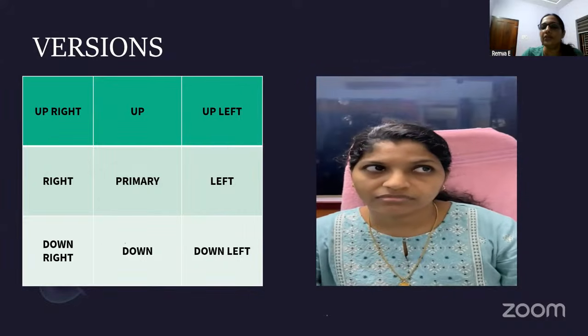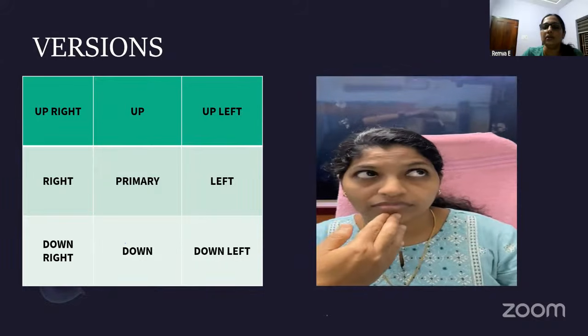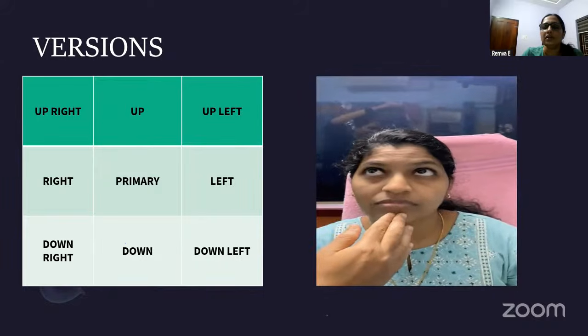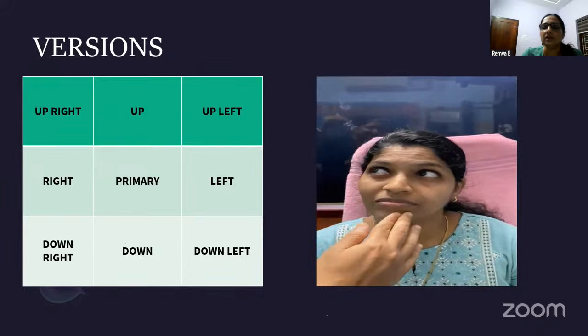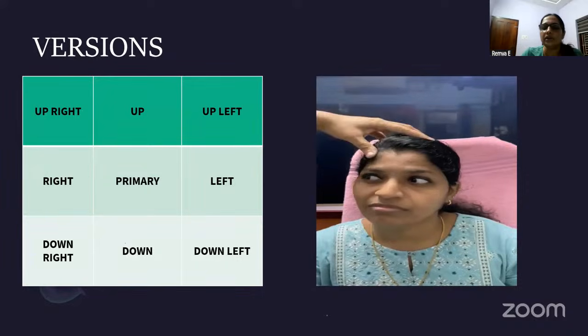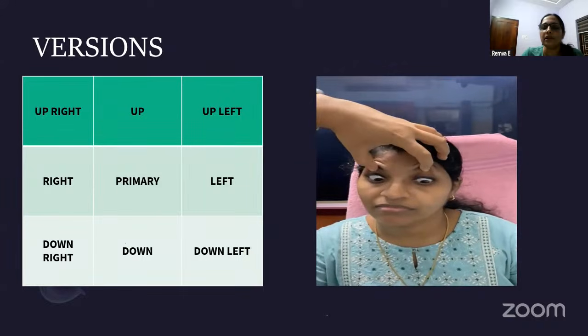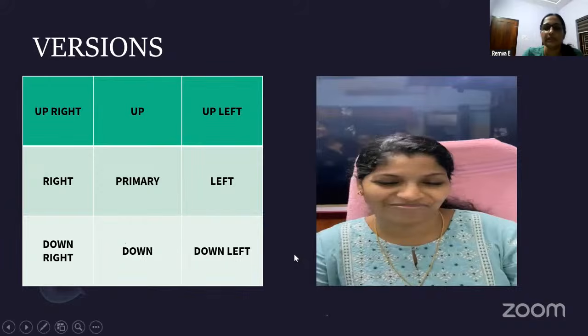So now you have to say levoversion, then levo elevation, supraversion, dextro elevation, dextroversion, levo depression. This is how you test your versions.